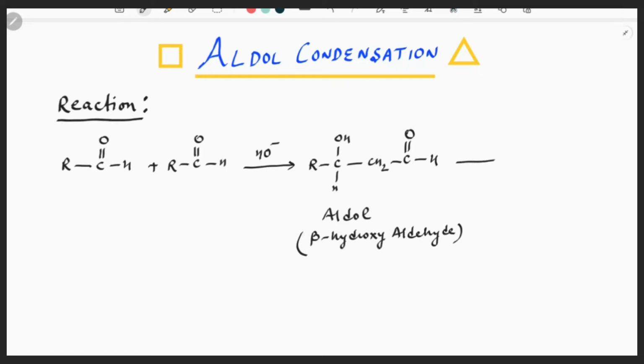This aldol, in the presence of these reaction conditions, loses a water molecule to form a compound which is an alpha beta unsaturated aldehyde, that is, alpha beta unsaturated aldehyde.